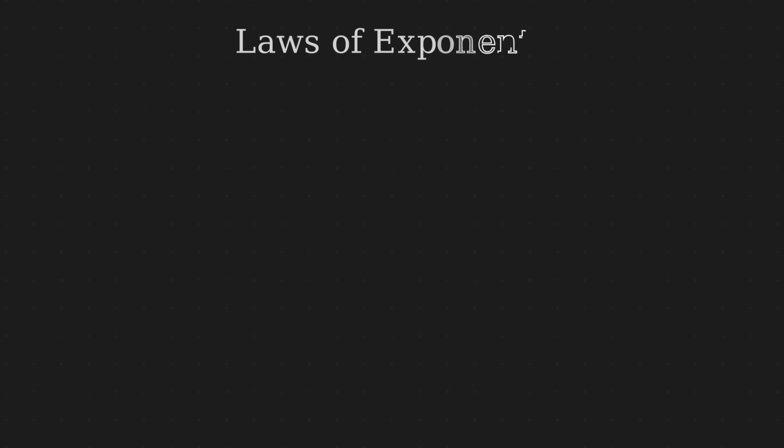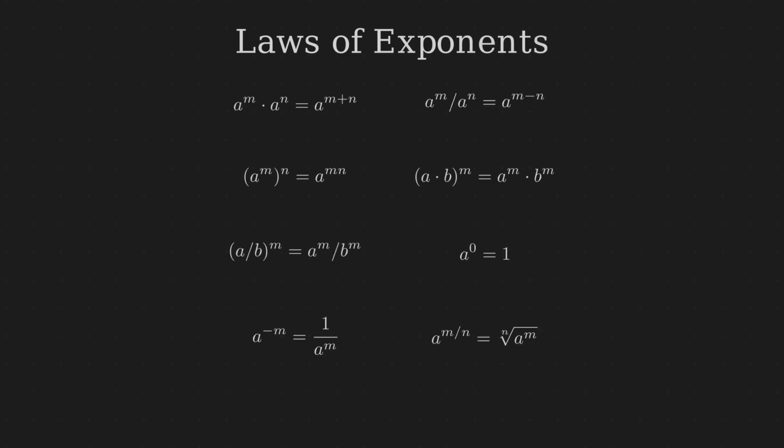Now that we understand what an exponent is, let us look at the 8 laws that govern how we work with them. The first law is the product of powers rule, written as a to the power of m times a to the power of n equals a to the power of m plus n. This rule says that when we multiply 2 terms that have the same base, you simply add their exponents together. For example, if we have 2 squared times 2 cubed, instead of calculating each one separately, you just add the exponents to get 2 to the power of 5, which equals 32.